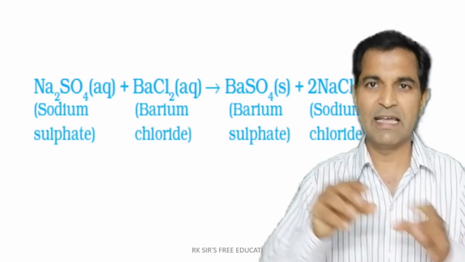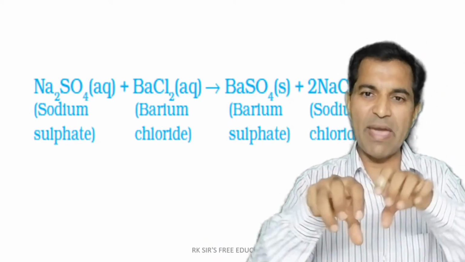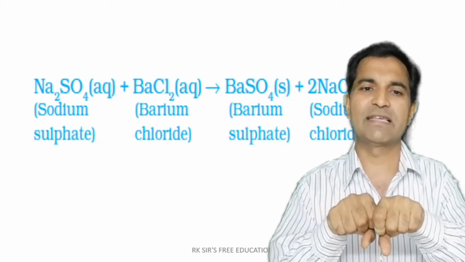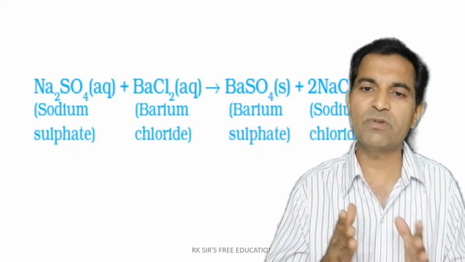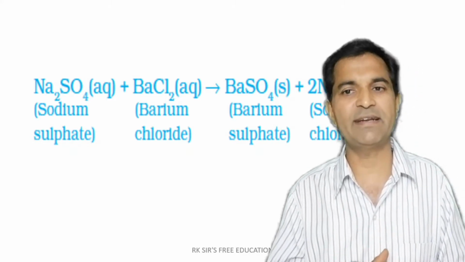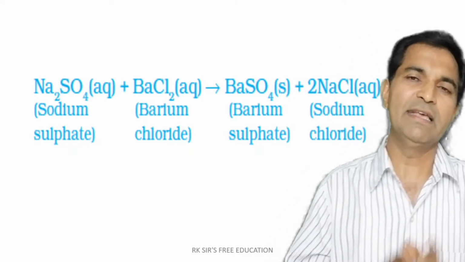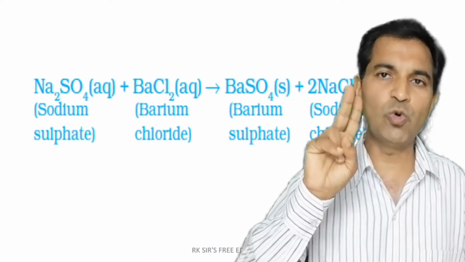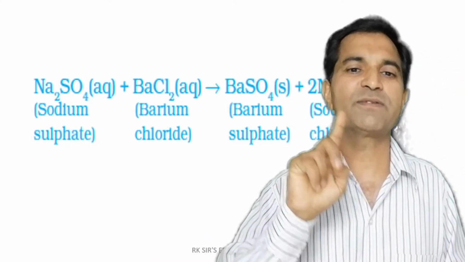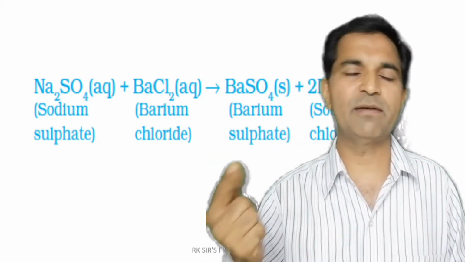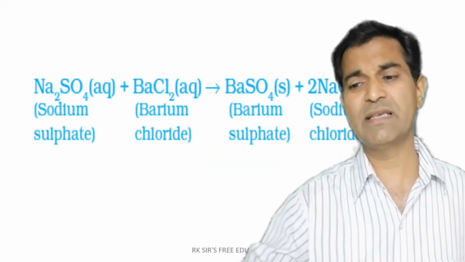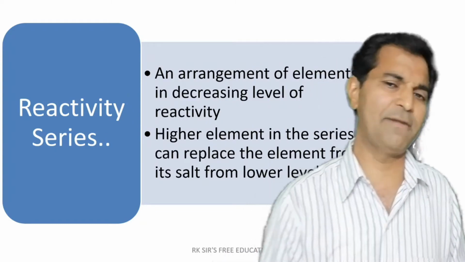So two compounds have exchanged their ions, right? Na2SO4 when combined with barium chloride produces barium sulfate and the salt sodium chloride. Since in these reactions two displacements are there, of sulfate and chlorine, or say sodium and barium, this reaction is known as a double displacement reaction.